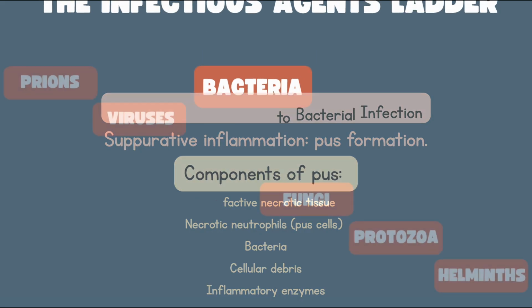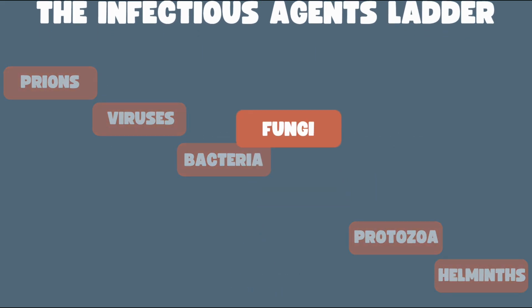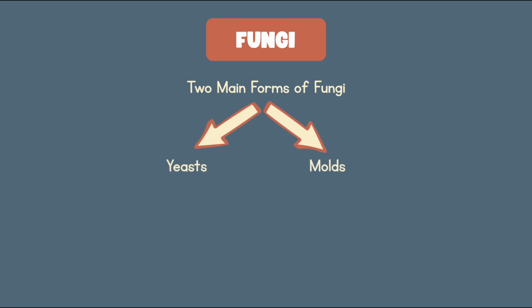Now that we're done with bacteria, let's have a look at fungi. Fungi are eukaryotic microorganisms, and we're going to be looking at two main morphological forms of fungi today, or two main structural forms, and those are yeasts and molds. Some fungi are capable of switching between the two forms, and we call them dimorphic fungi. But today we're just going to focus on the yeasts and molds.